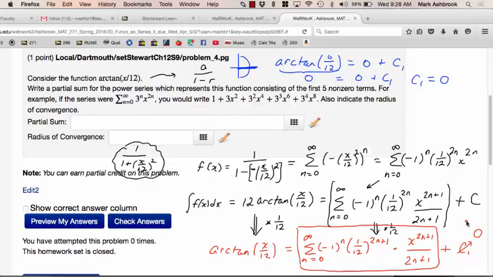What about the radius of convergence for this? You're going to use the ratio test, and you can get the radius of convergence. All right, questions on this example?